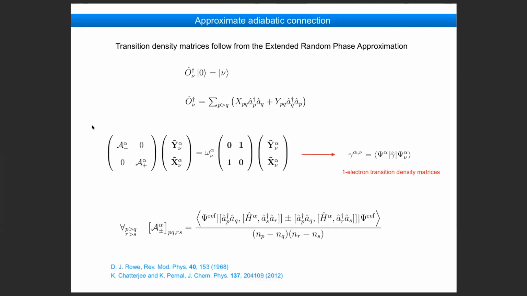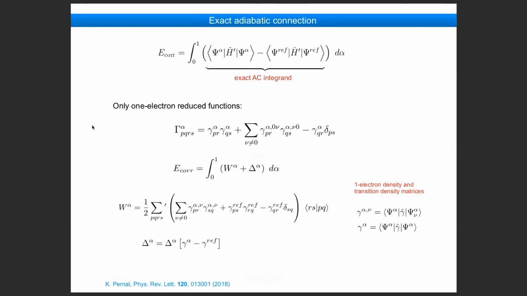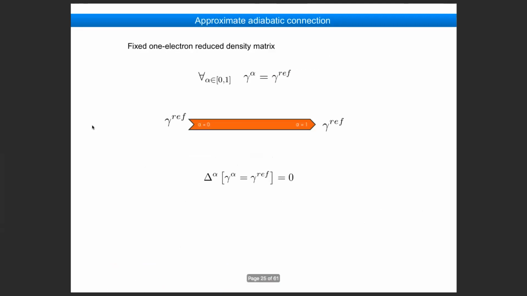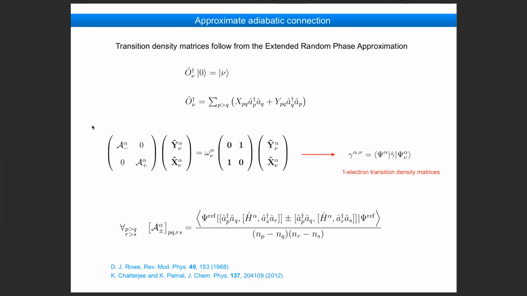But now maybe I will go back. Now we have to take a look at this more complicated part, where we have transition density matrix elements at each alpha. So this is a part where we learned from DFT, from what people do in DFT. The approximation we are employing is the random phase approximation.